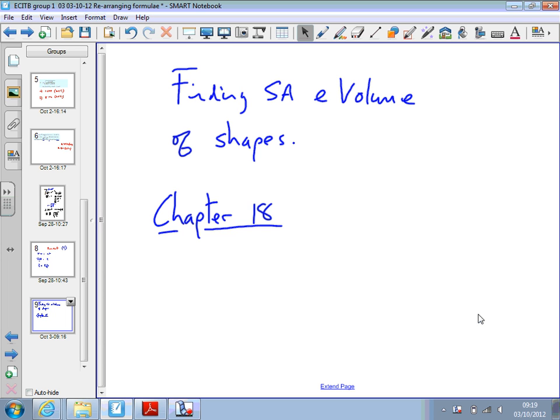So, finding the surface area and volume of some shapes. We're going to start off by looking at the surface area, and then we're going to have a break, and then we're going to look at chapter 20, which is on finding volume of shapes. And then we'll see how that goes, and then we'll think about finding surface area and volume of some compound shapes, and think about that with regard to the assignment you're going to be asked to do. So that's the plan for today.